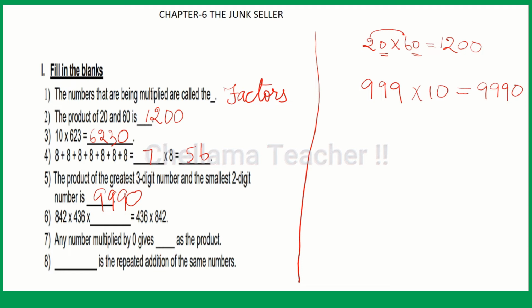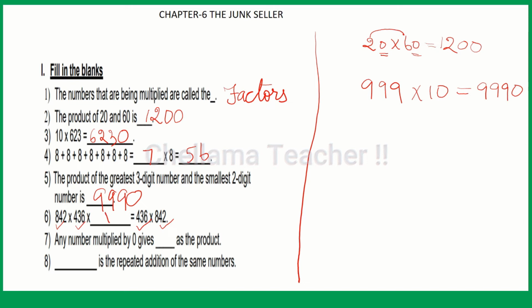Next number is 842 into 436 into dash is equal to 436 into 842. See, 842 is here, and after the equal sign also 842 is here, and 436 is here. Here also 436 is there. But along with these two numbers, which number is to be multiplied to get the same numbers? 1.